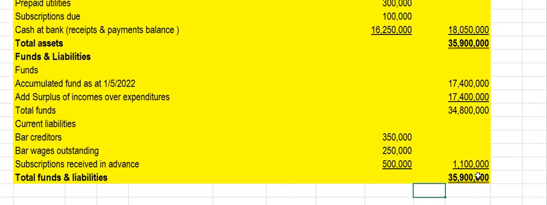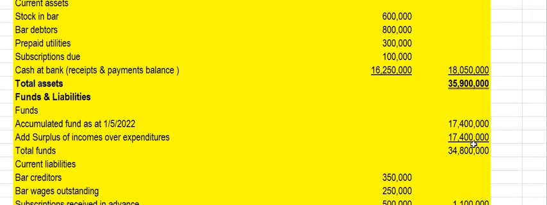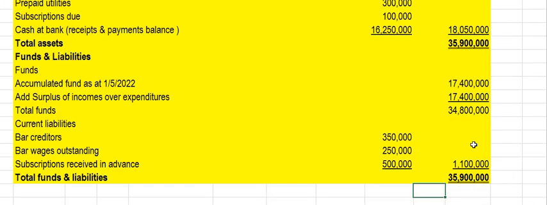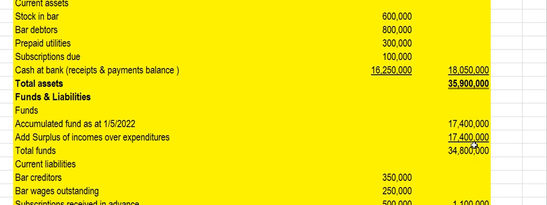Of course, as per the accounting equation, your total assets should always be equal to the total funds and liabilities. So that's it all. That's the question. That's what you are required to come up with.